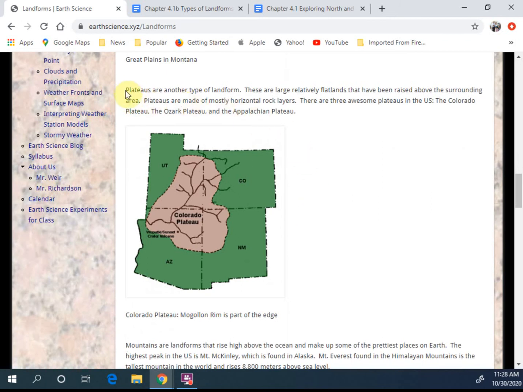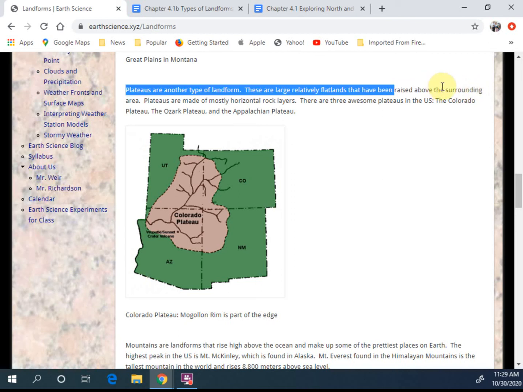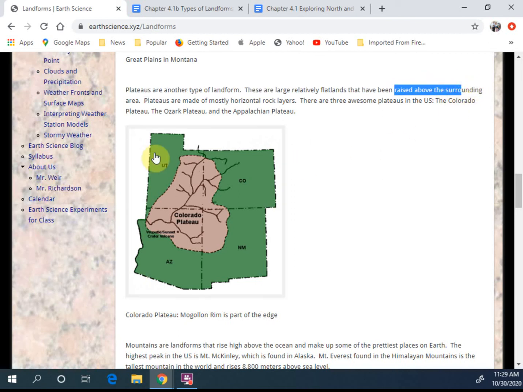The second one is plateaus. Plateaus are a large, relatively flat, and raised rock from the surrounding native rock. It's called a plateau. Uplift is a primary reason why we have this. There are three types of plateaus in the U.S. We have the Colorado, we have the Ozark, and we have the Appalachian.